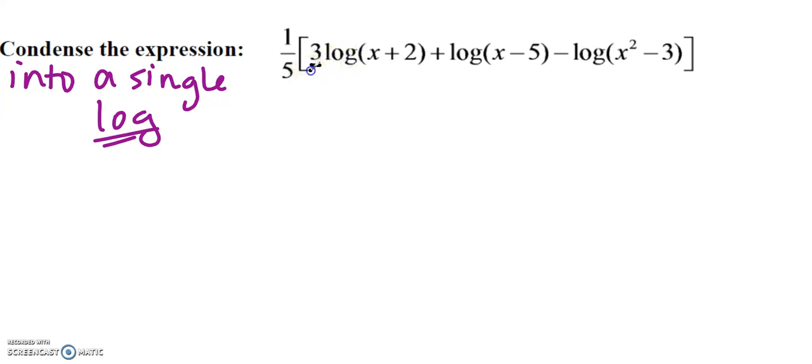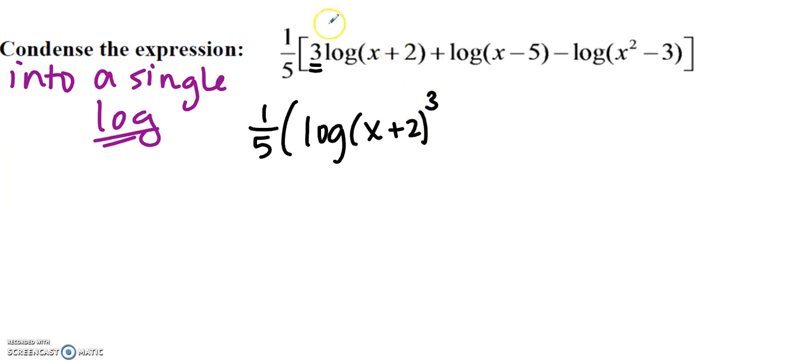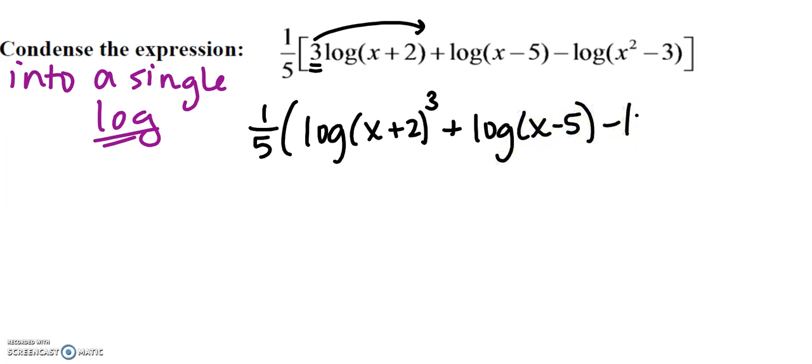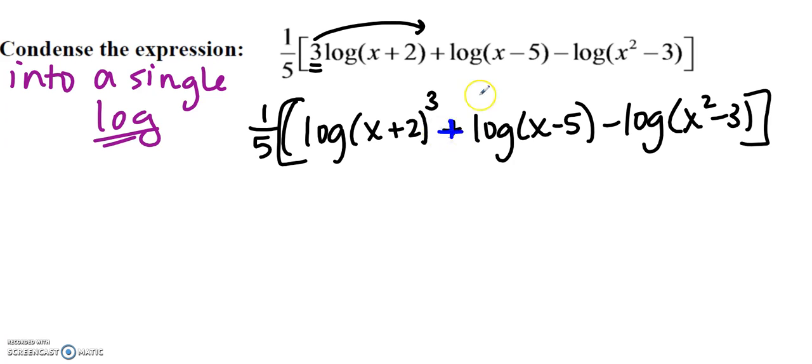Looks like I've got this 3 kind of out in front, so I'm going to start by undoing that. And I'm going to have this be log of x plus 2 to the 3rd power, so this time I'm swinging it back up, plus log of x minus 5 minus log of x squared minus 3. All right, well, the next thing then, I've got some addition going on. So my 1/5 is just hanging out in front.